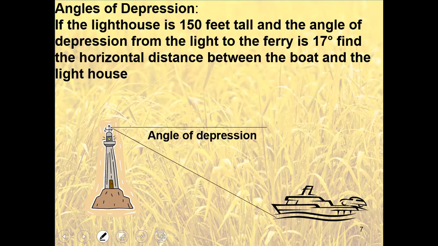If the lighthouse is 150 feet tall, and the angle of depression from the light to the ferry is 17 degrees. So where's our angle of depression? Here.